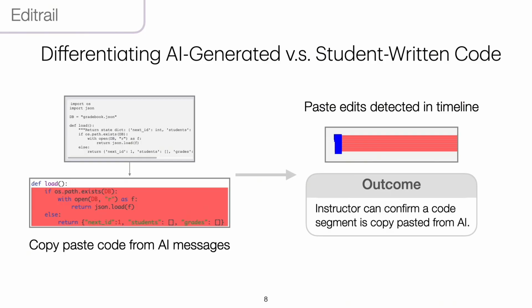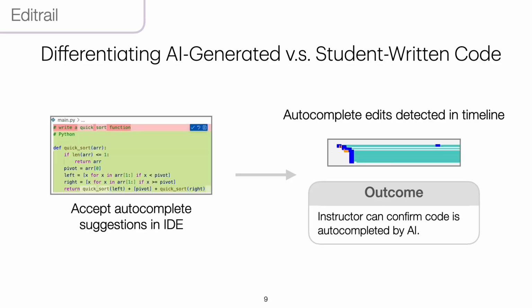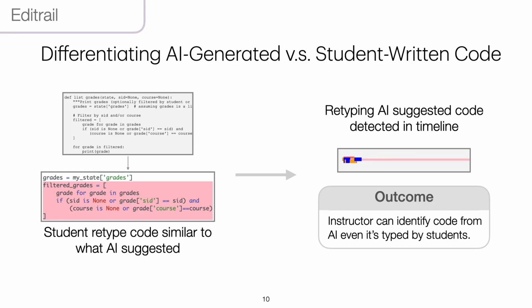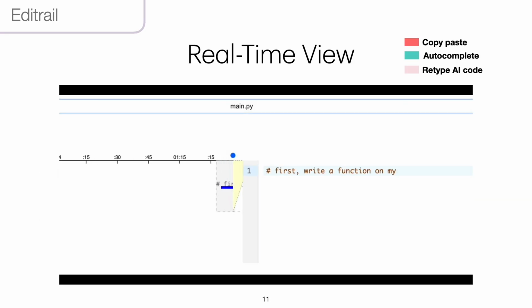For example, when a student copies and pastes code directly from an AI message, the pasted lines are highlighted in red in the timeline. Second, when users accept autocomplete suggestions in the editor, the code is highlighted in green in the timeline. Third, when a student retypes code that is very similar to what AI suggested, Editrail highlights it in light pink. By detecting these edits in the timeline, instructors can quickly identify AI-influenced code from various sources. We will show how it looks in real time.